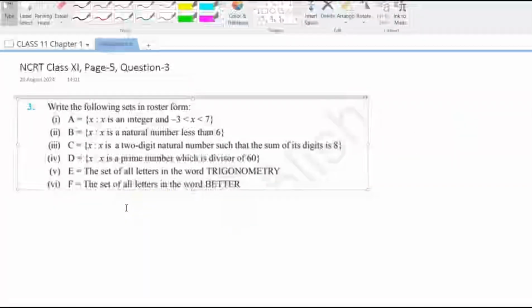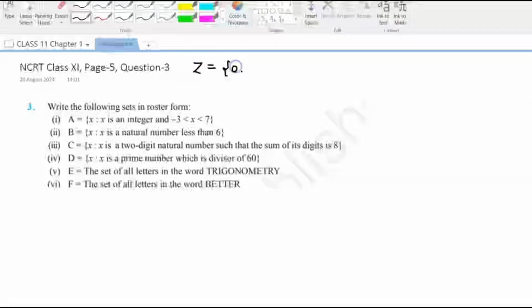Write the following sets in roster form. In your exam, it could be roster form or tabular form. Okay, so let's quickly write this. A is equal to x such that x is an integer and it is in between -3 and 7. So integer means 0, plus minus 1, plus minus 2, plus minus 3 and so on. Okay, so first let's write this set A.